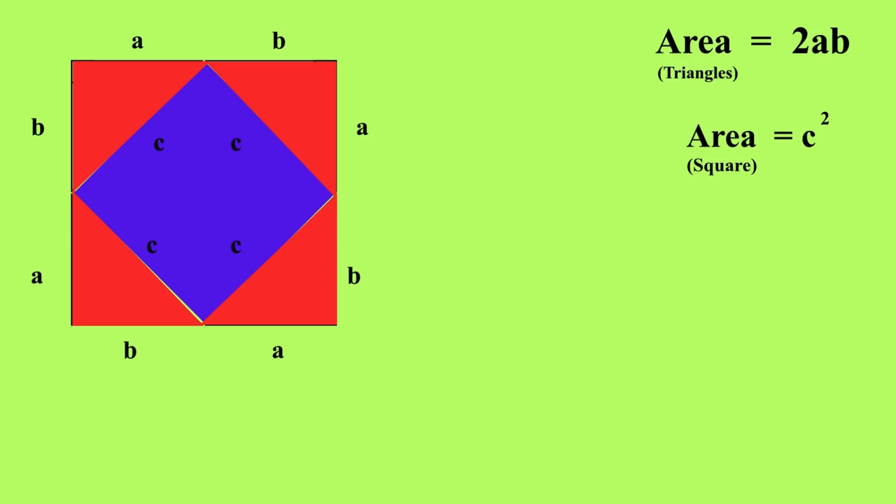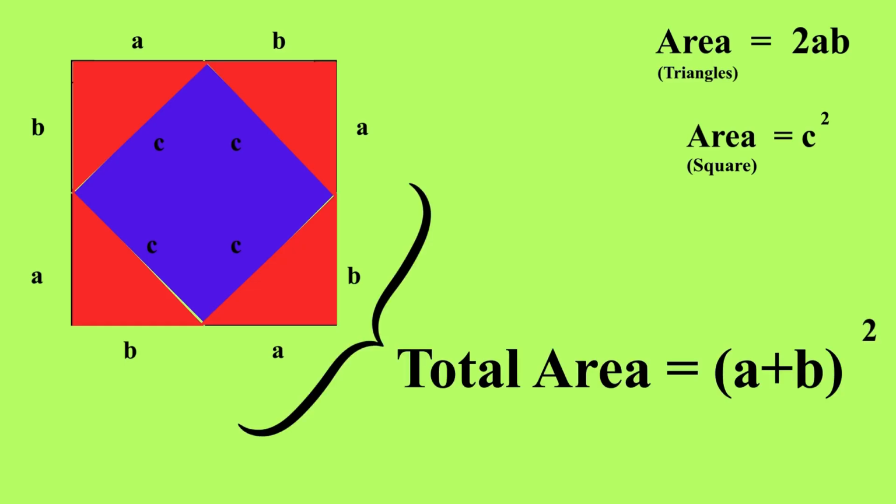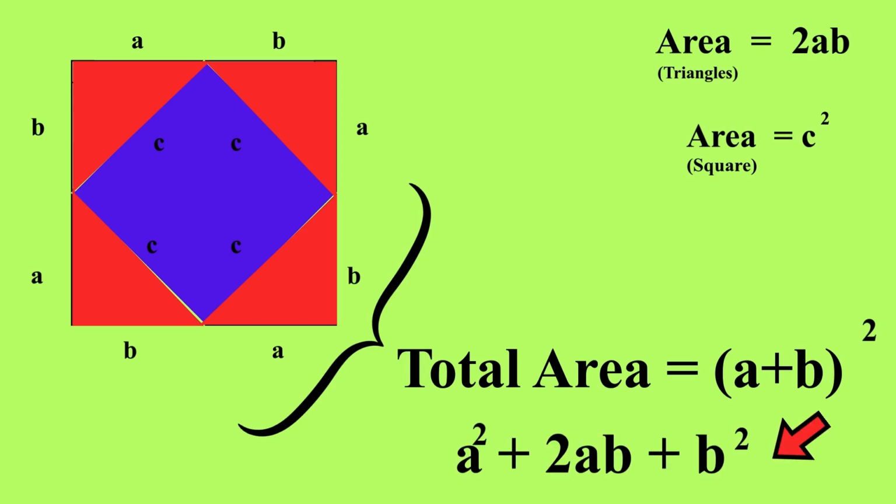Now we know that the area of the four triangles added with the area of the square is going to give us the total area of our bigger square. Now, if I were to ask the total area of this whole square, we can express that as a plus b whole squared, because the sides are a plus b, and we do a plus b times a plus b, which is a plus b whole squared. And when we expand this, we get that the total area is equal to a squared plus 2ab plus b squared.